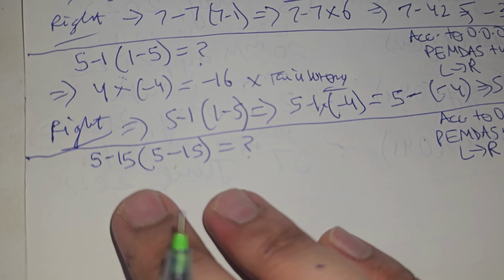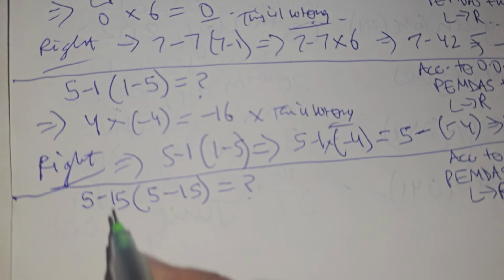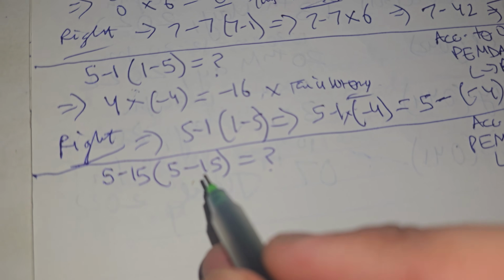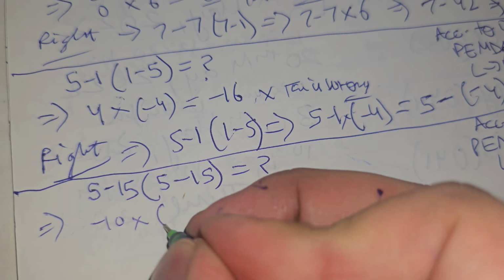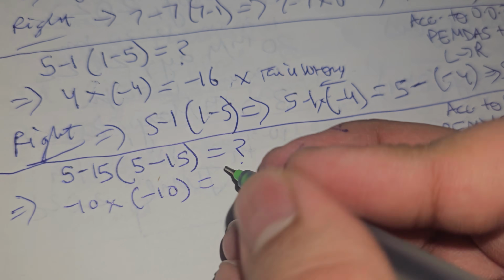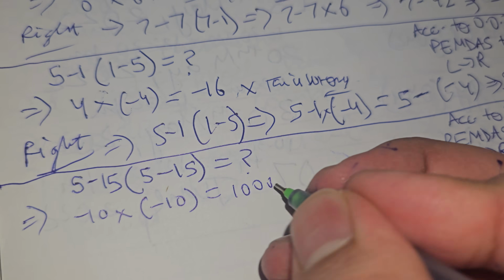Can you solve this question easily? The question is 5 minus 15 bracket 5 minus 15. Most of you solve it like this: 5 minus 15 is minus 10, multiplied by the bracket, which comes out minus 10. So the answer you would have got is 100.